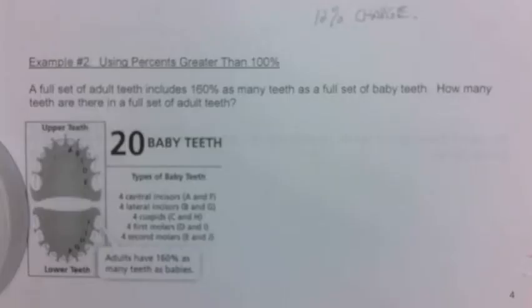In example 2, we're going to have a percentage that is greater than 100%. They tell us that a full set of adult teeth includes 160% as many teeth as a full set of baby teeth. How many teeth are there in a full set of adult teeth?